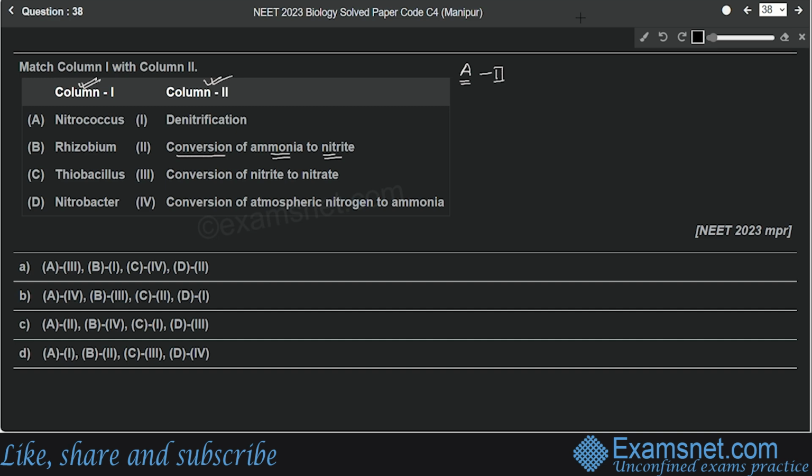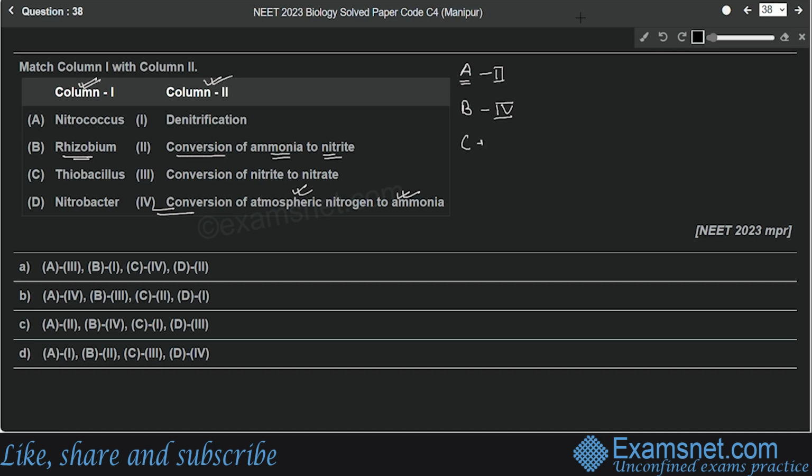Right. Now let's come to the second one. Second bacterium that is mentioned is Rhizobium. And the correct match for Rhizobium will be number 4, conversion of atmospheric nitrogen into ammonia. We know that Rhizobium is a type of bacteria that is found in the soil and it can fix nitrogen after becoming established inside the root nodules of the leguminous plants. Okay. So the correct match for B will be number 4.